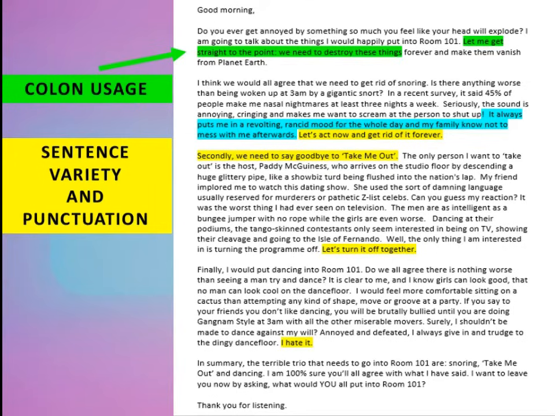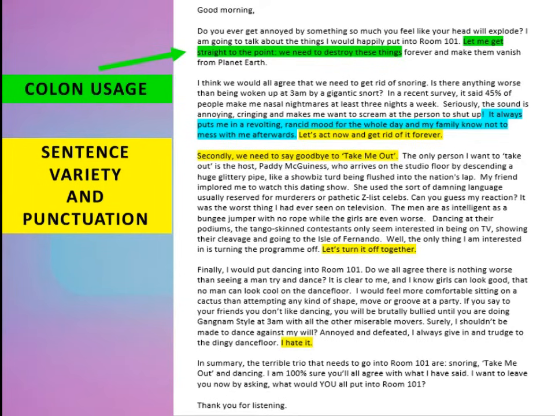Okay, and also it's important to do a range of sentences. So you're going to get better grades if not all your sentences are really long. So occasionally throw a short sentence in there for effect. So for example, I've done a really long sentence in the blue: "it always puts me in a revolting, rancid mood for the whole day, and my family know not to mess with me afterwards." But then I've done a really short sentence by saying, "let's act now and get rid of it forever," so it gives it attention. So my paragraph on take me out, I've done a few long sentences, but then I've ended with "let's turn it off together," so it brings attention to it and makes my point really forceful.